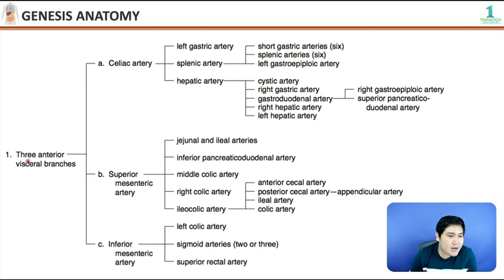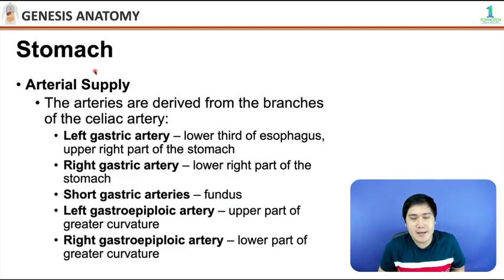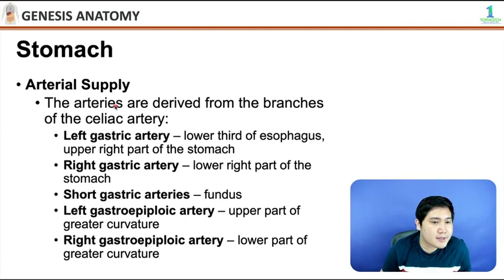But basically, this will be the blood supply of your whole gastrointestinal system. We'll discuss further later, but this is the algorithm. Coming from the abdominal aorta, remember, you have three anterior visceral branches: the celiac, superior mesenteric, and inferior mesenteric artery. Since we are in the stomach, mainly, the blood supply of the stomach will be coming from your celiac artery. So the arteries of the stomach are derived from the branches of your celiac artery.